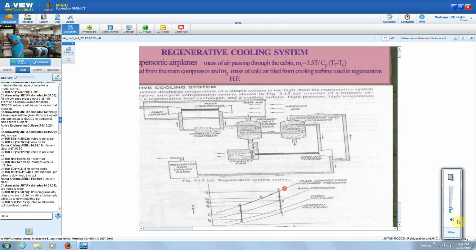So 2 to 3 is actual compression in the main compressor, and 3 to 4 is heat rejection in the primary heat exchanger, and then 4 to 5 is the heat rejection in the regenerator, and 5 to 6 is the actual expansion in the cooling turbine. So with this we can get some work. That work is utilized for running the fan. So that fan will draw the hot rammed air, so that here the primary heat exchanger is cooled.